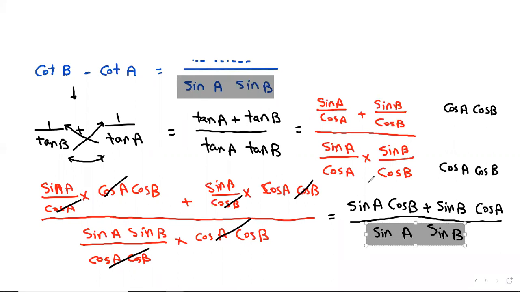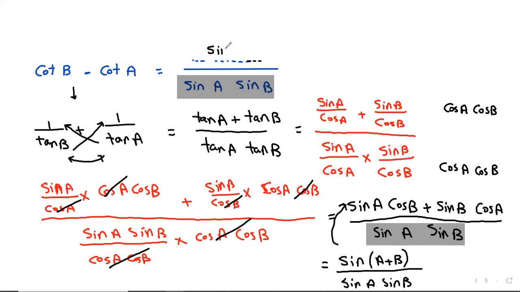And if we look at the top, it's a sine, cosine, then sine, cosine, the two angles. The two angles will switch. So we'll write it as sine, if you remember, sine A plus B. And if you expand sine A plus B, you will get this expression over the denominator sine A, sine B. So right here in the missing part, we write sine A plus B. That's it.